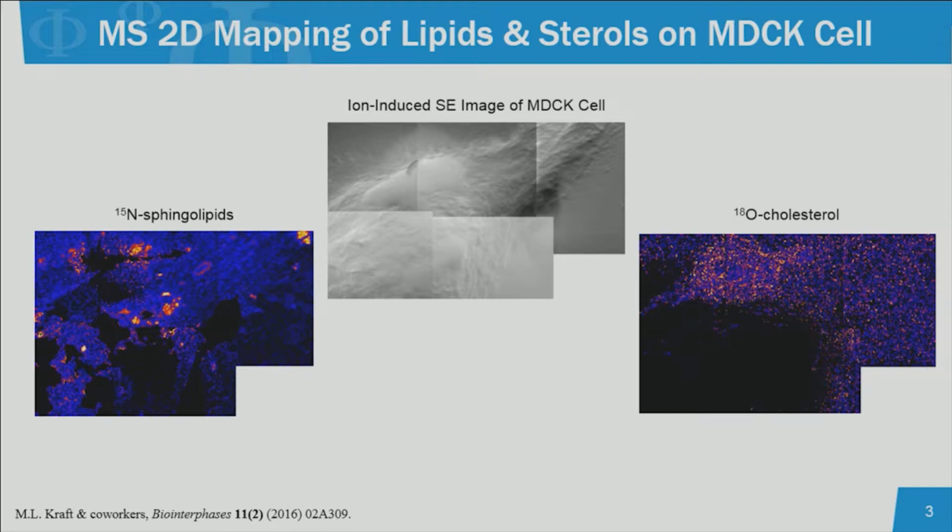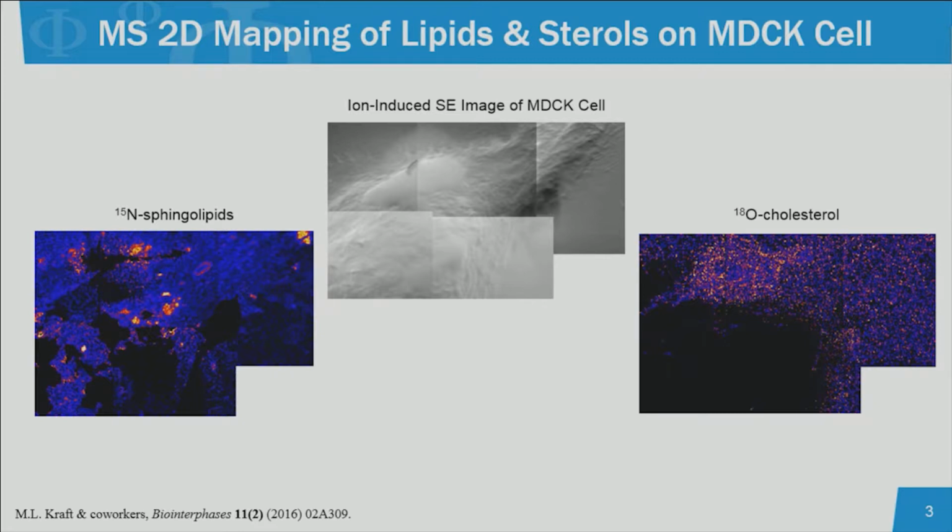Some of that work is shown here for MDCK cells. On the left is the nitrogen-15 enrichment plot from the sphingolipids, and on the right is the O18 distribution from the labeled cholesterol. Simply put, her conclusion was that cholesterol does not appear to be involved in these lipid raft formations.